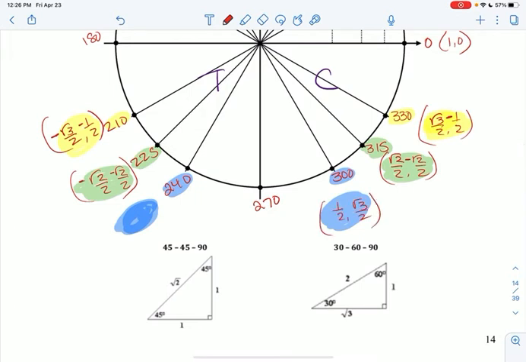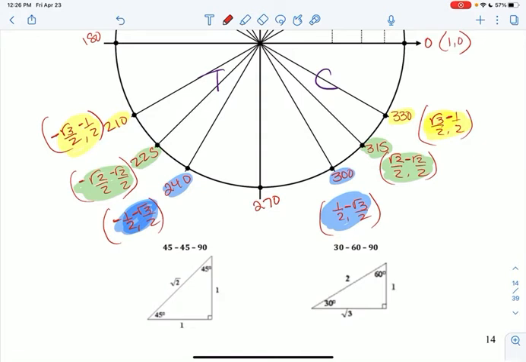Remember, in the fourth quadrant, cosine's positive, but sine's negative. Same thing, 1/2 and radical 3 over 2. In the third quadrant, they're both negative. Okay, so as long as you memorize the 30, the 45, and the 60, then you're all set, because all of those just have a reference angle of 30, 45, and 60. And then you just have to worry about the signs.